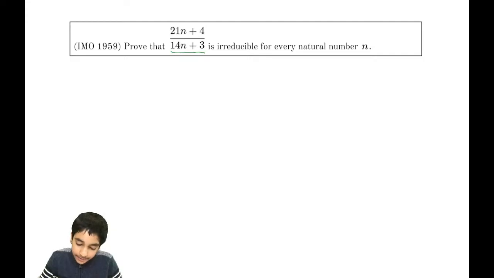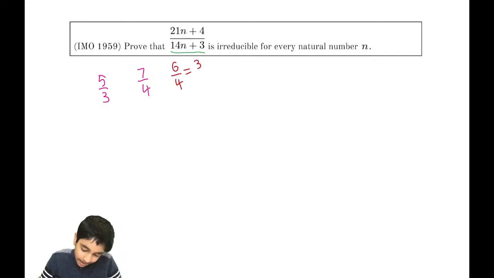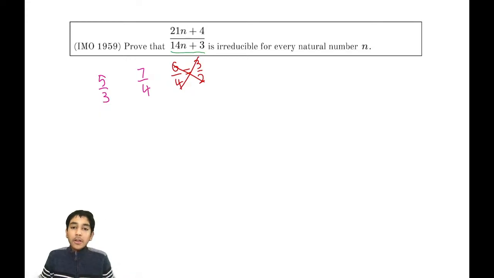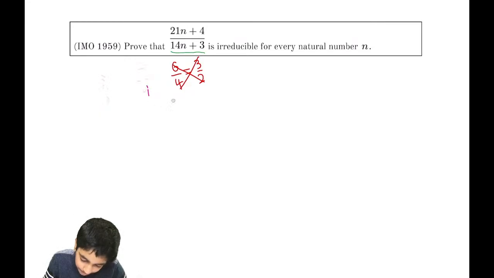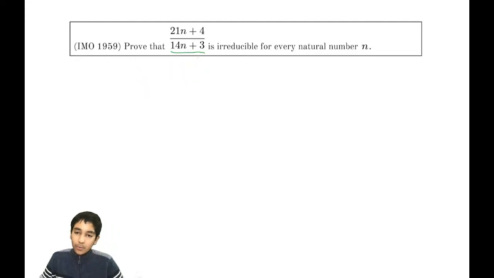So what does it mean by irreducible? It basically means it's in simplest form. So for example, 5 over 3 is irreducible. 7 over 4 is irreducible. But something like 6 over 4 is not irreducible because 6 over 4 is equal to 3 halves. So irreducible just basically means in simplest form. So basically the problem wants us to prove that (21n plus 4) over (14n plus 3) is in simplest form. How can we do that?